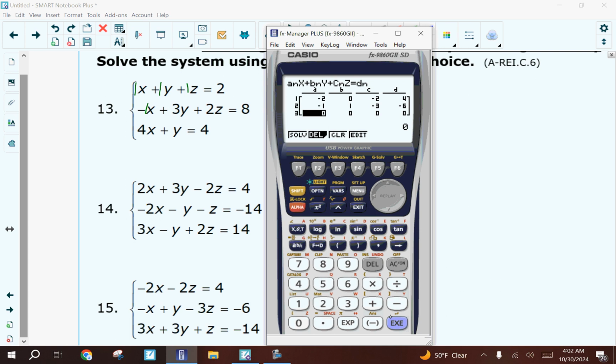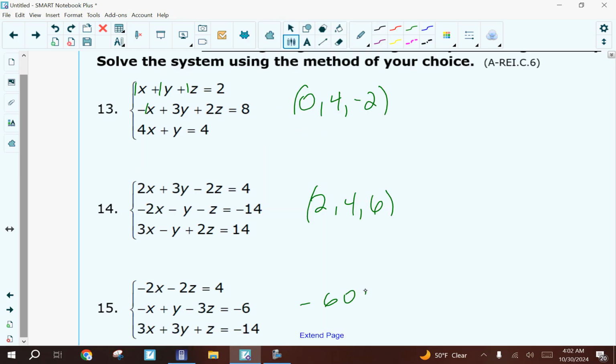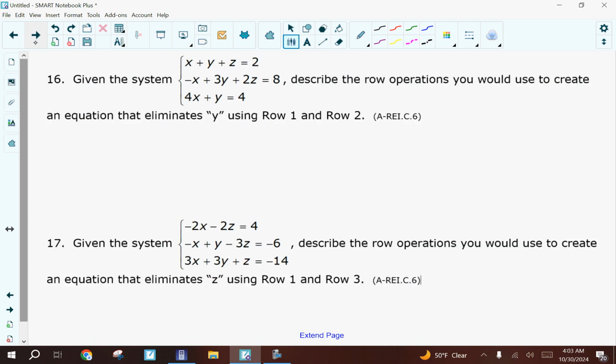Then the next one is 3. And then what's going on here? 3 again. Then 1. And then negative 14. So negative 604. Now, if you ever get something that says like math error, double check that you typed everything in right. And if you did type everything in right, that just means there's no solution.